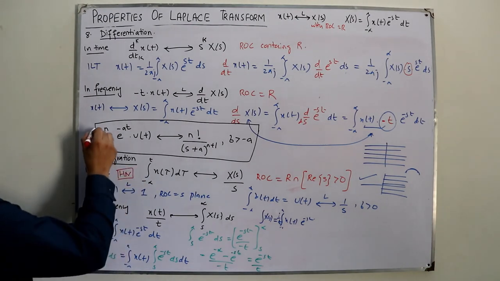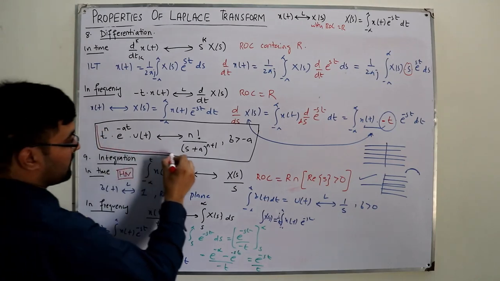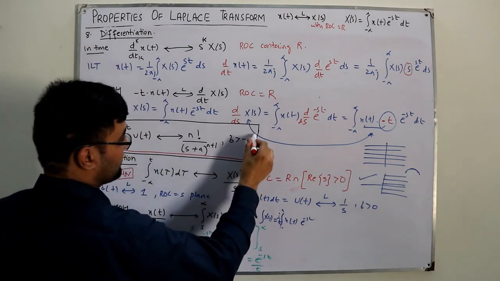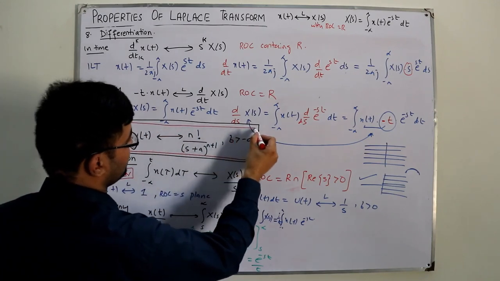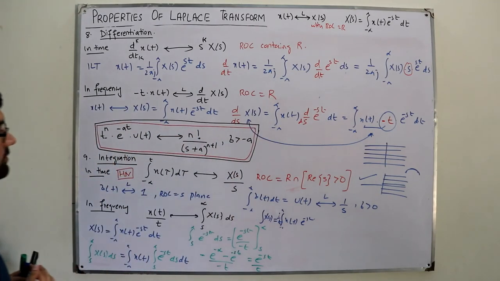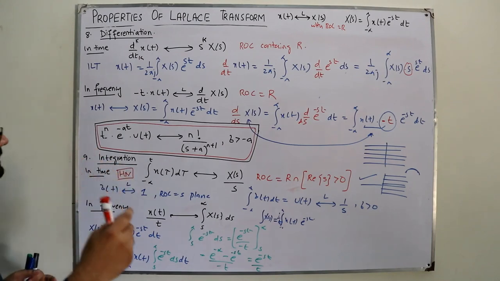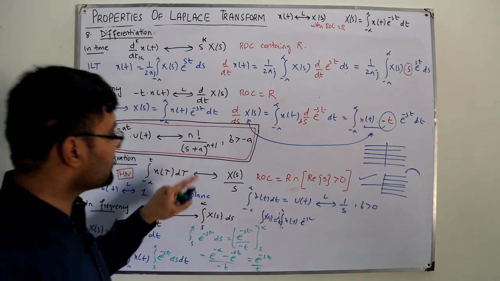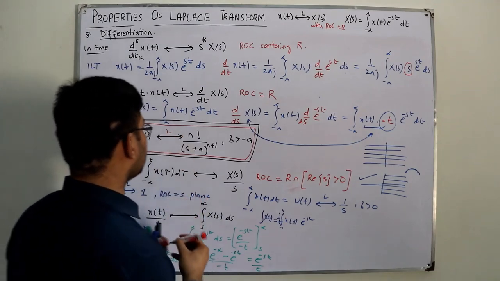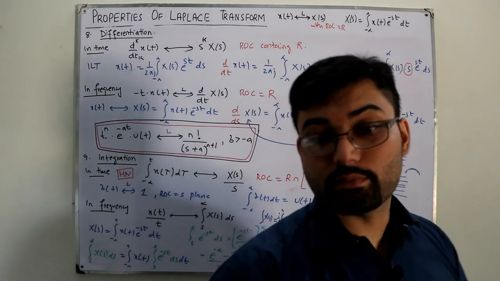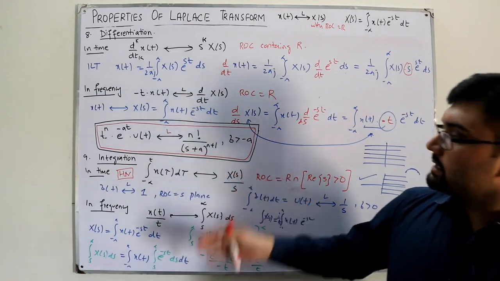And this other property that I have written, this is also something of great importance. The proof is not the issue. You can prove it very easily from the thing that you have. Exponential negative at u of t is equal to, Laplace transform is 1 upon s plus a. So you can do it from there as well. This is something important. That is it for the properties.